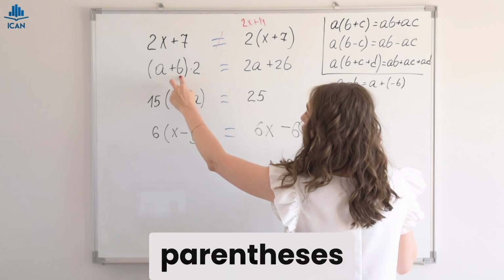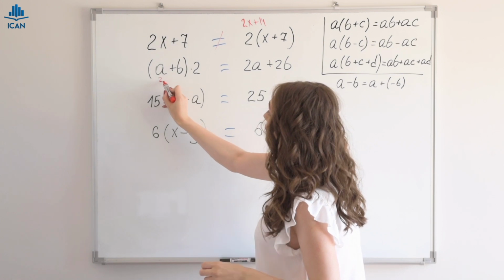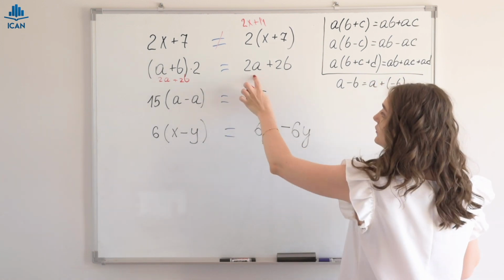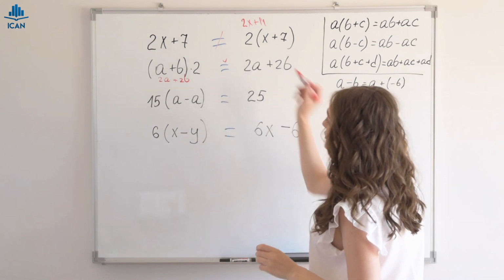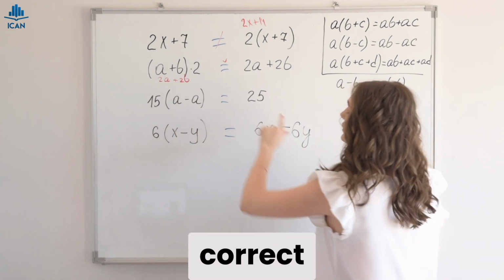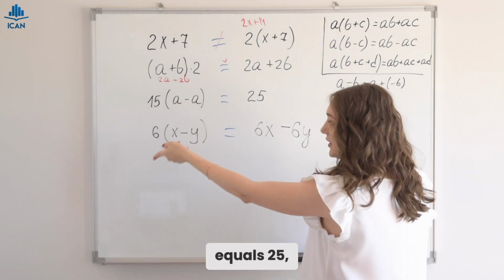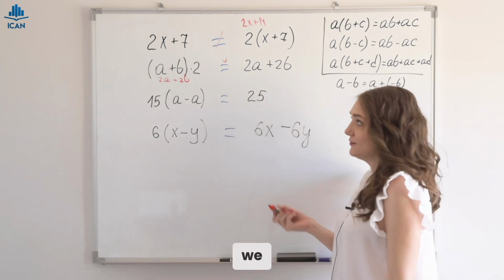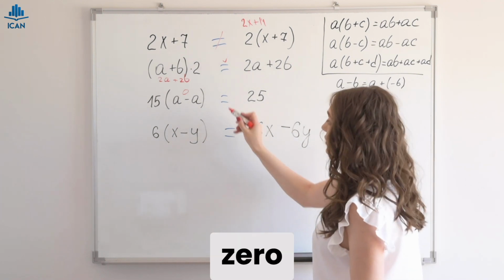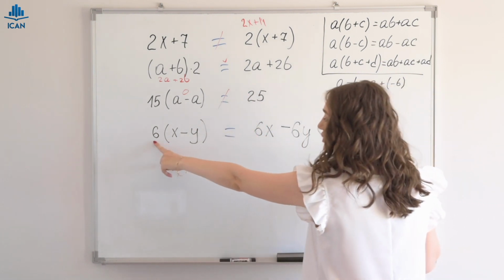Next, a plus b in parentheses multiplied by 2. What do we get? It will be 2a plus 2b. Yes, absolutely correct. Now 15a minus a equals 25, which is very strange. If we subtract a from a, what do we end up with? 0, but 15 times 0 is still 0, so it's not true. It would be true if it was 25 here.